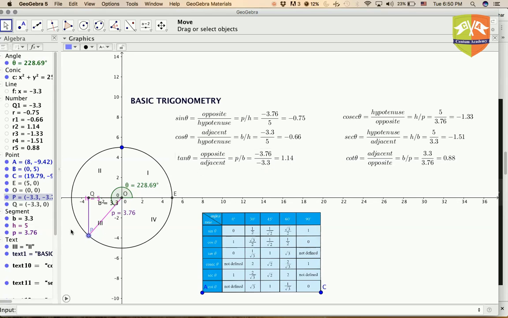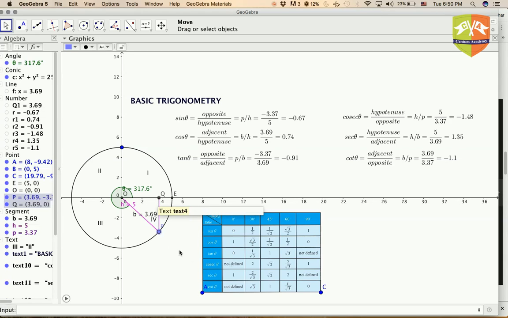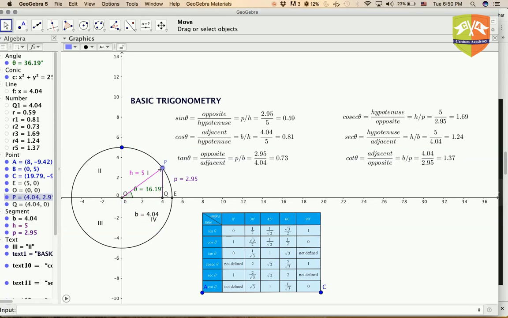If you see, you can play around with this, and see different points. When it is in the fourth quadrant, again the base, the adjacent value, is positive, but the perpendicular value is negative, and hence the ratios are changing. So theta can take any value, and for all the values you will get all the six ratios, negative or positive, depending on in which quadrant theta lies.